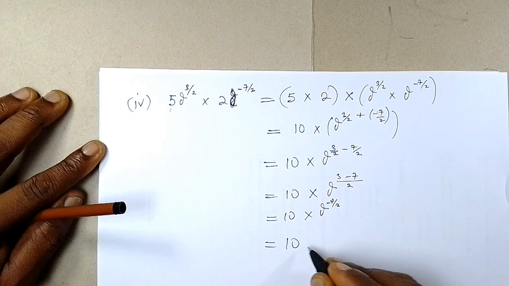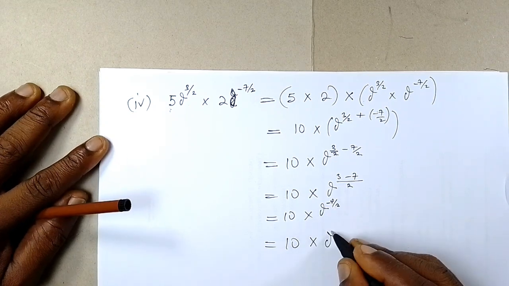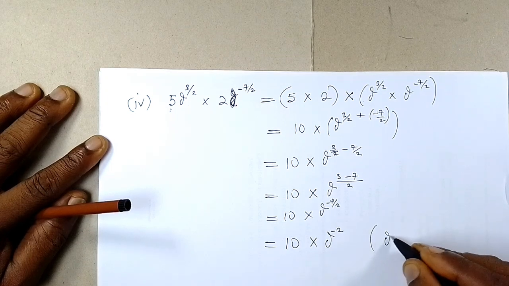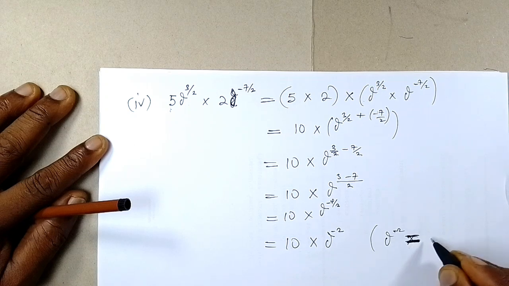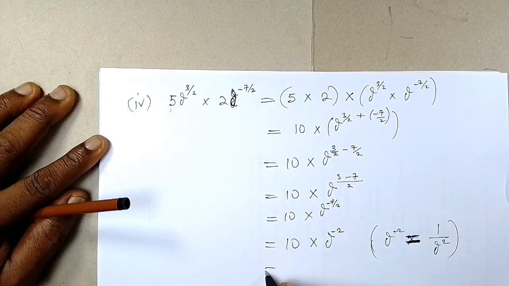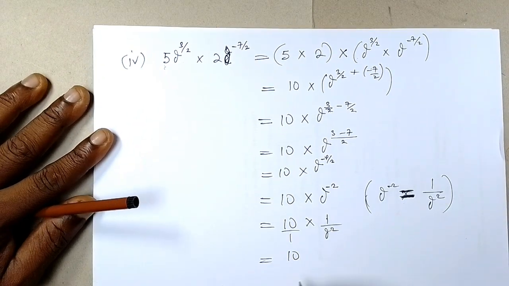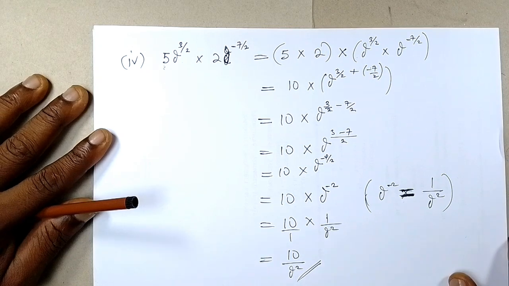That simplifies again to 10 times d raised to the power minus 4 over 2, which gives you minus 2. By the law of negative index, this gives you 1 over d squared. So this gives you 10 over 1 times 1 over d squared, and your answer becomes 10 times 1, which is 10, and 1 times d squared is d squared. This will be your final result.